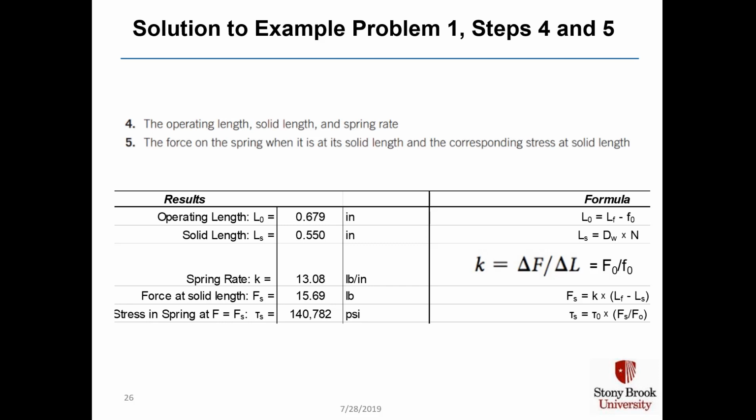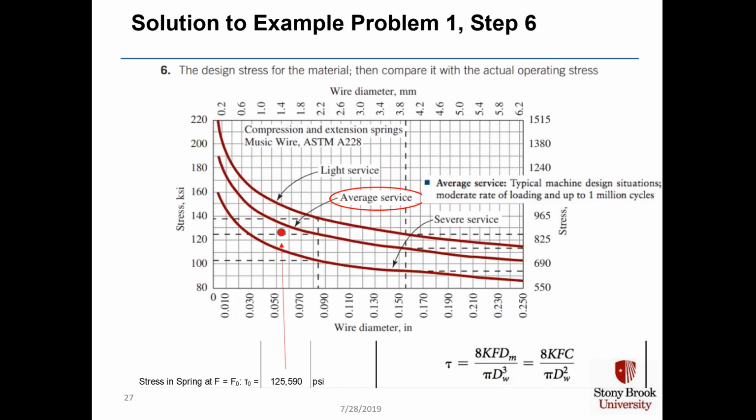The stress in the spring at a force of the solid length is called tau sub s, and that's 140,782 psi, the largest stress that we see in the spring, and that's ratioed up from the operating stress by the factor capital F sub s divided by capital F sub 0. In step 6, we use the design stress for the material, then compare it to the actual operating stress.